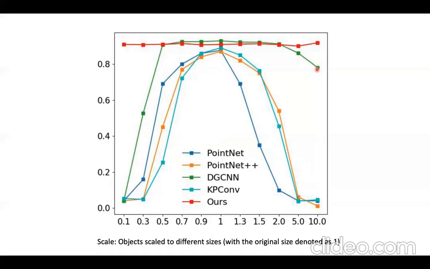In this case, we can see DGCNN is also doing comparatively well because they have their objects scaled while training. So this was another good result.